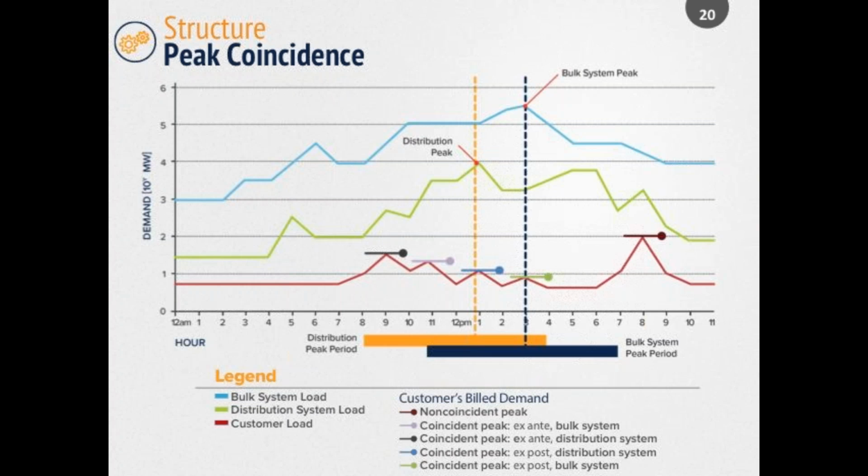And just to illustrate this, looking at this diagram, it shows the bulk system loading in light blue, the distribution system loading in green, and customer loading in red. What we're showing here is how different the demand reading could be depending on which of those approaches is used. If it's the bulk system peak and a peak coincident demand charge, it would be a little over 5. If it's the distribution peak, it's at 4, and if it's a non-coincident peak, then it would be measured at 8 p.m., at just a little under 2.